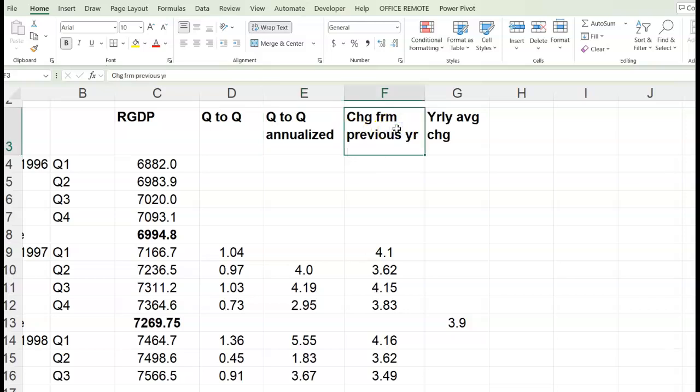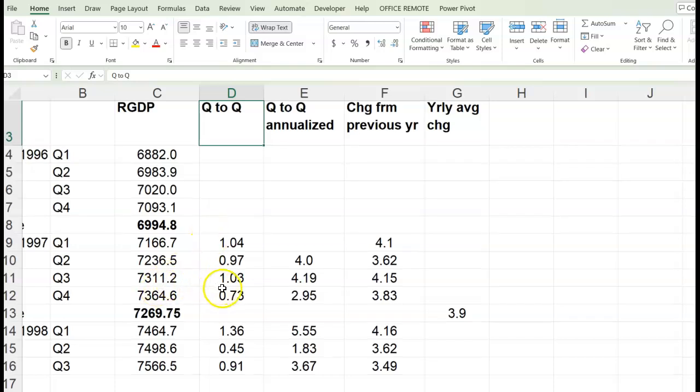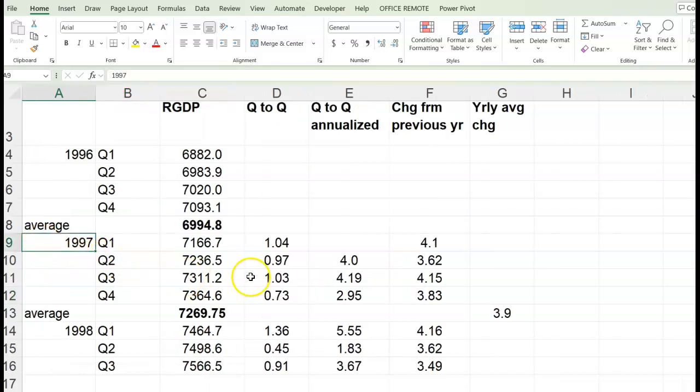And then finally, the other one we look at is year over year. In this case, I'm saying change from previous year. So let's look at them one at a time. So let's look at quarter to quarter, or in other words, period to period. Let's take a look at the quarter to quarter change for Q4 1997.